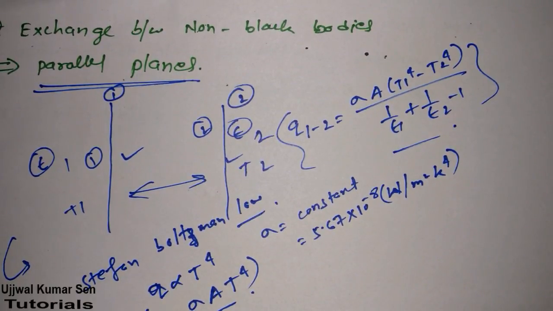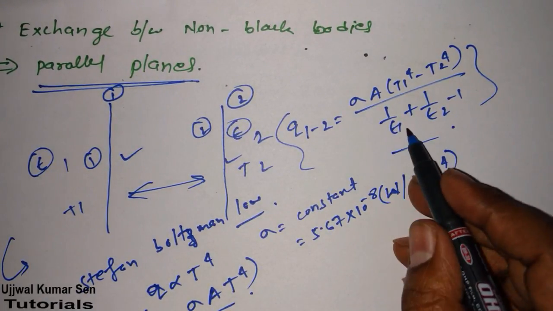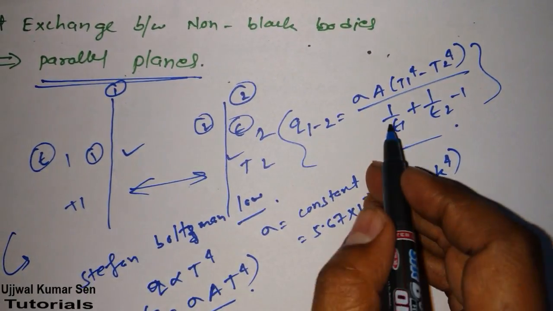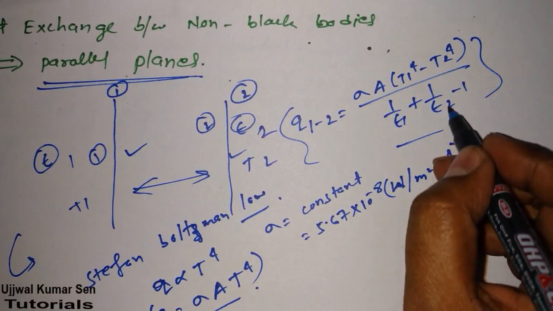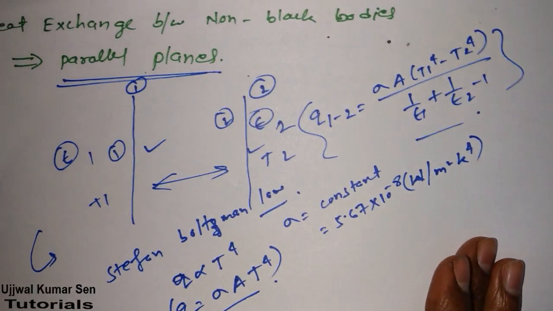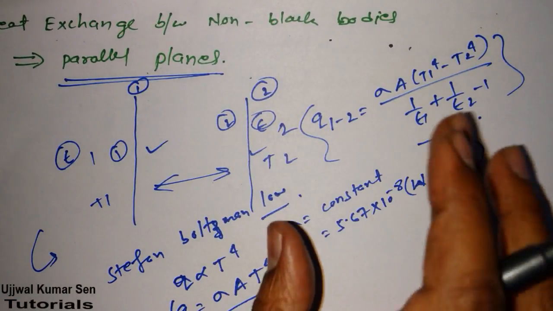So this is the formula for finding all those equations. And here epsilon 1, as I have already shared with you, is the emissivity of body 1 and epsilon 2 is the emissivity of body 2. I hope you are getting me right. So this is the formula for finding the heat transfer rate.